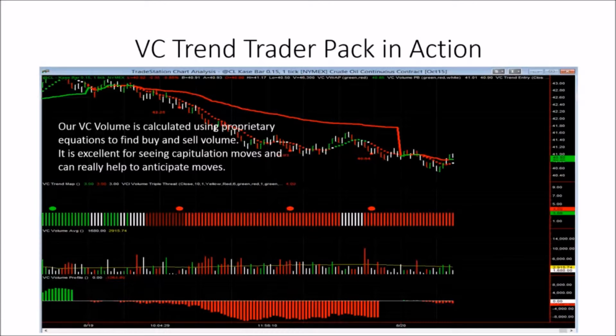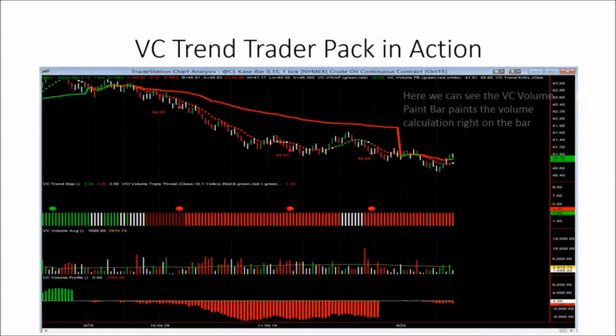Our VC volume is calculated using proprietary equations to find buy and sell volume. It is excellent for seeing capitulation moves and can really help to anticipate big moves. Here you can see the volume. Here we can see VC volume paint bar paints the volume calculation right on the bar, so you don't have to refer to the volume below.